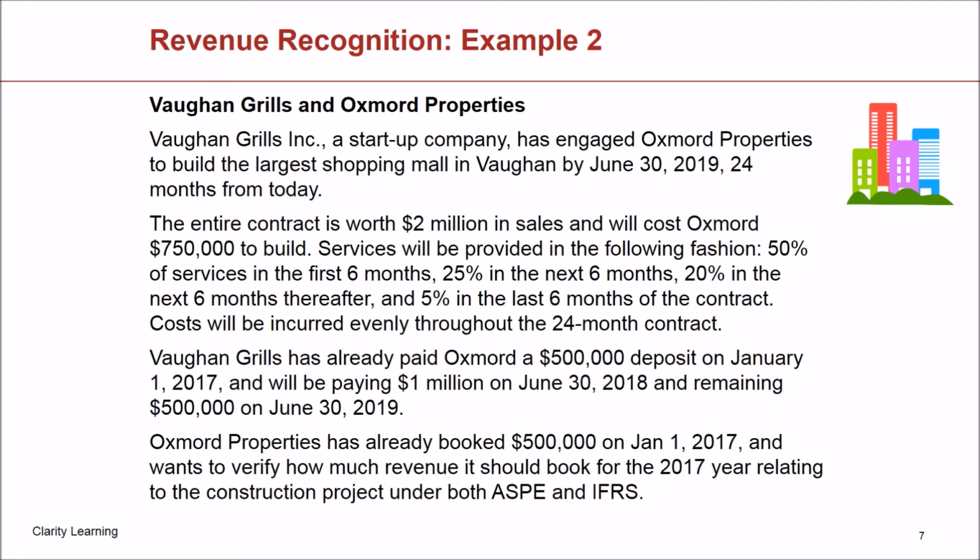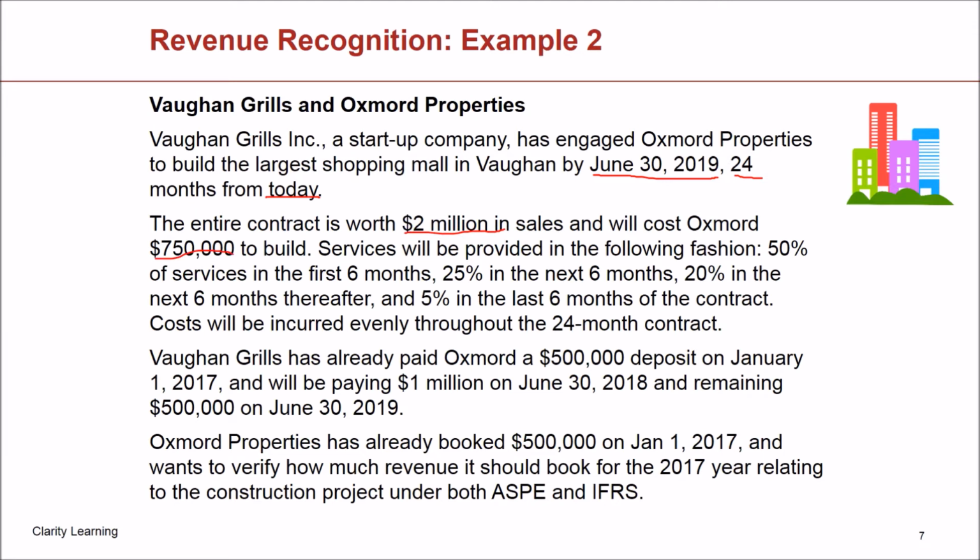Oxford Properties has already booked $500,000 on January 1st, 2017, and wants to verify how much revenue it should book for the 2017 year relating to the construction project under both ASPE and IFRS. I'm going to start marking up some of the points here that are important. So we see that the construction project will be built by June 30th, 2019, and today's date must therefore be June 30th, 2017, because it says 24 months from today. So keep that in mind.